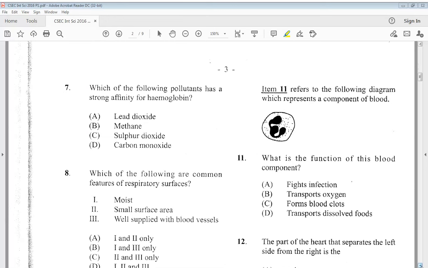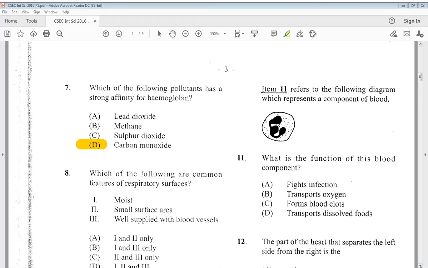Let's go on to question number 7. Which of the following pollutants has a strong affinity for hemoglobin? A, lead dioxide, B, methane, C, sulfur dioxide, or D, carbon monoxide. So the answer is D, carbon monoxide.